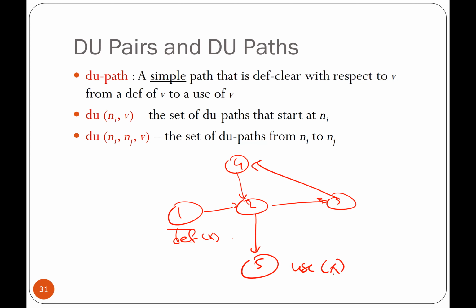Now, theoretically, I have two DU pairs. The first of which is 1, 2. Actually, I have many pairs, okay? 1, 2, 5, 1, 2, 3, 4, then back again to 2, 5. But then again, because I have a loop, I keep going forever and ever, okay?